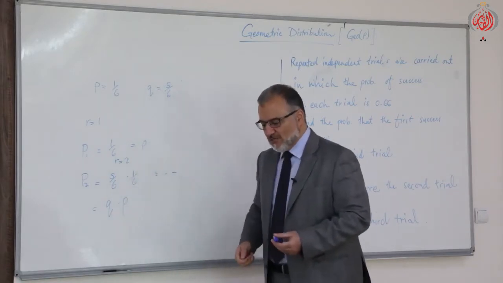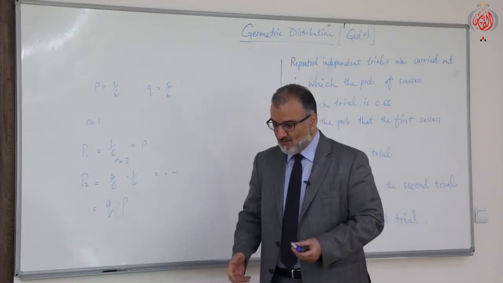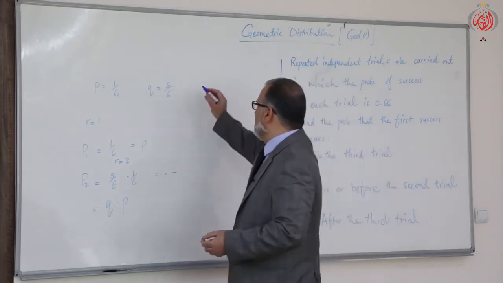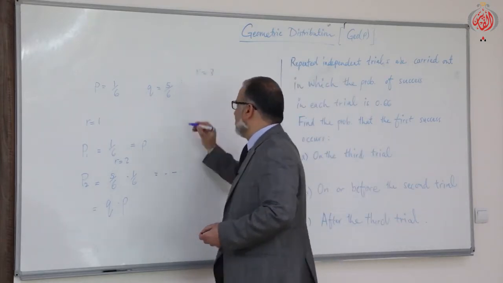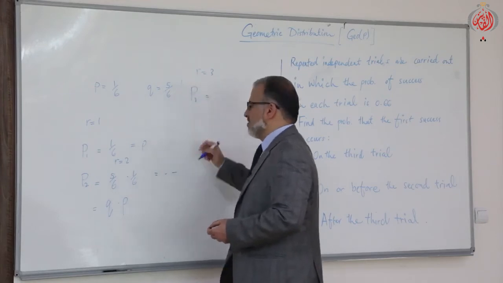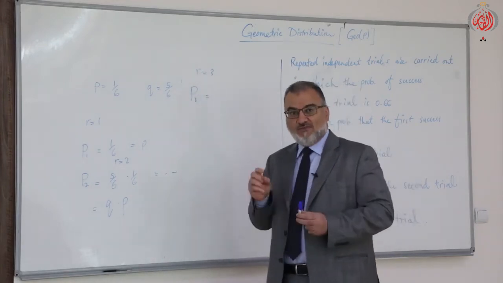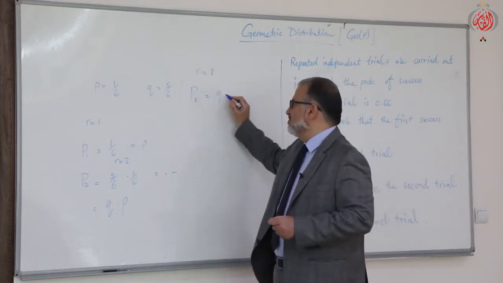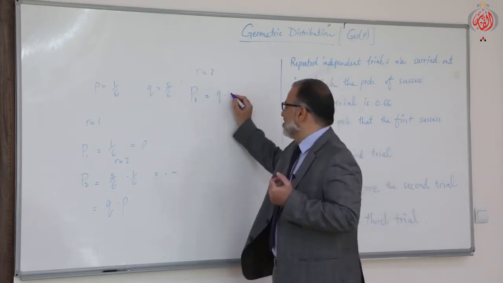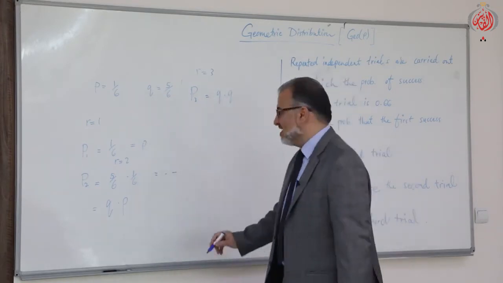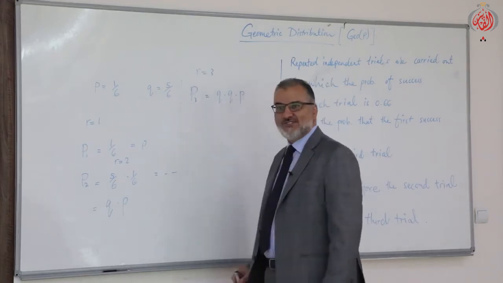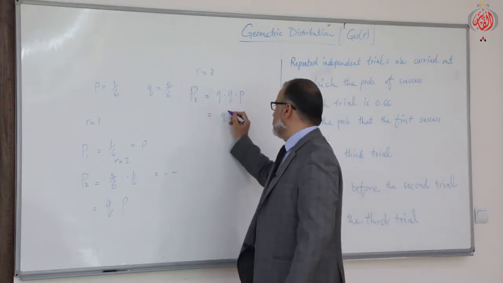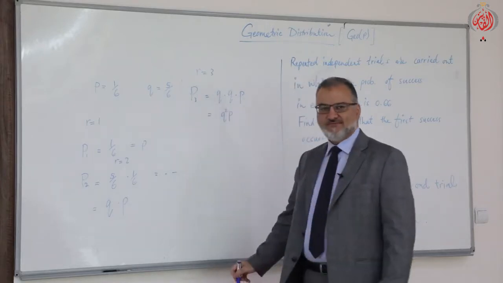What about if I'm rolling a die and we find that the 4 appears the first time in the third roll? When R equals 3, what will be the probability here? We will call it P3, the first appearance of 4 in the third roll. It means the first was failure, Q. The second, failure as well. And the third is success. The first success in the third roll. So here Q times Q, it is Q square P.